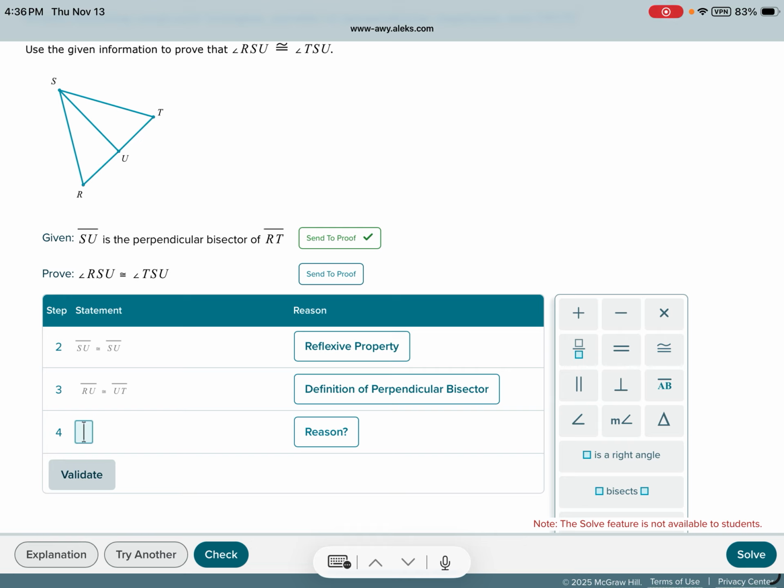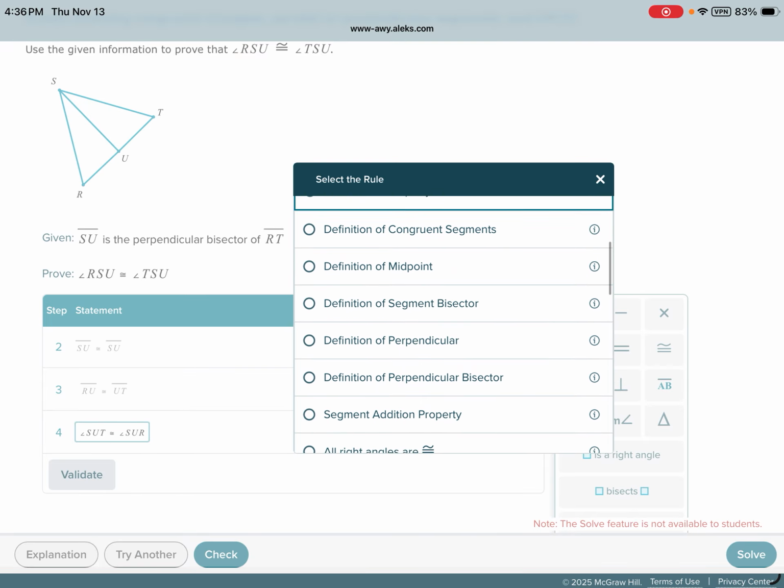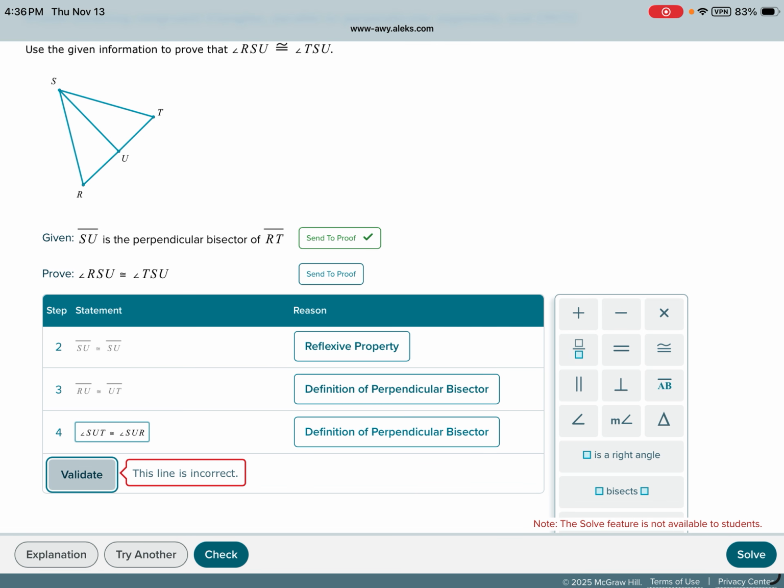And it's really tempting to go right in and say angle SUT is congruent to angle SUR. So I'm gonna go try it. Angle SUT is congruent to angle SUR because of definition of perpendicular bisector. Doesn't work. It just doesn't. It's too fast of a leap. You can't do it so fast.